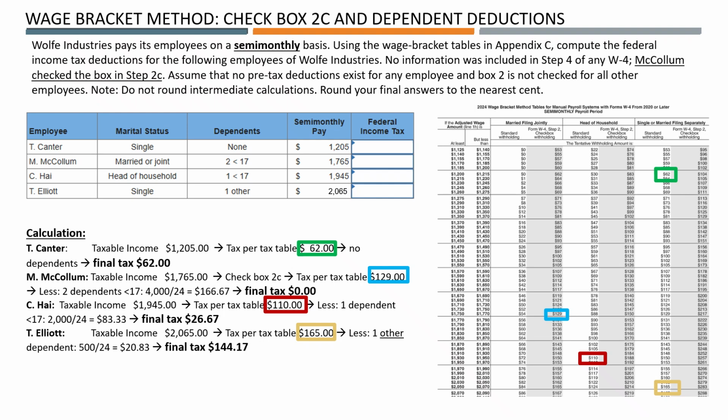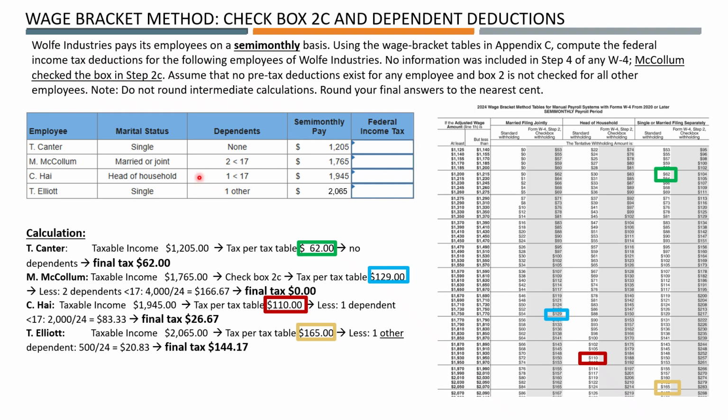Remember that we have to choose the second column because McCallum checked box 2 on the Form W-4. After finding the tax in the table, the employee's federal taxes are reduced by the 2 dependents under 17. Each dependent is worth $2,000 as an annual reduction. That means we multiply the $2,000 by 2 dependents and then divide the $4,000 by 24 because it is a semi-monthly payroll, which results in a reduction of $166.67 and reduces the total tax down to 0.